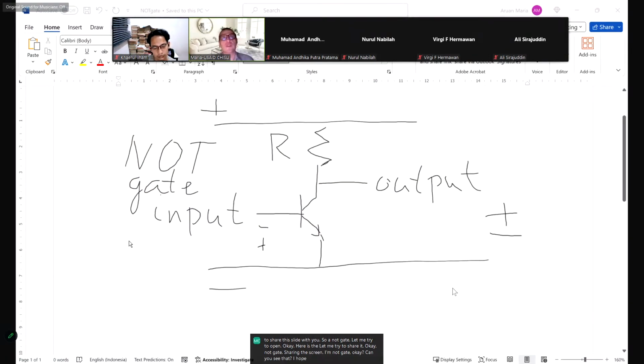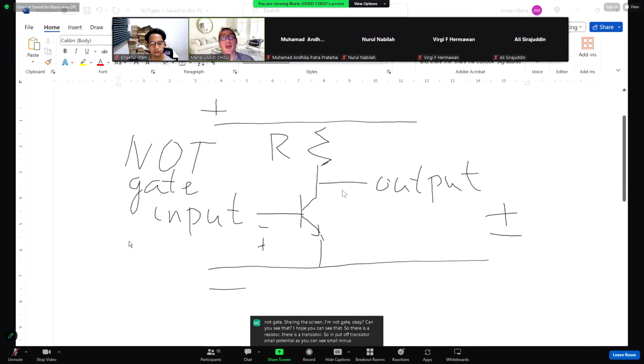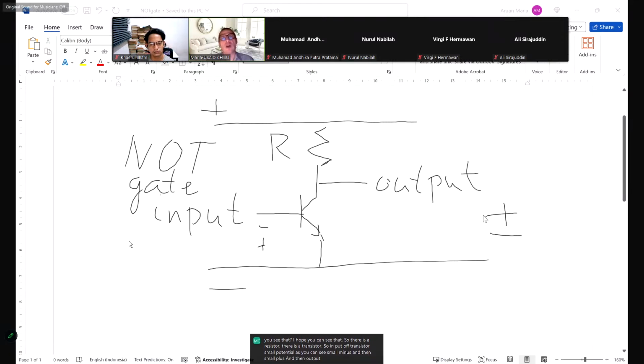I hope you can see that. There is a resistor R, there is a transistor. So input of transistor, small potential, as you can see, small minus and then small plus, and then output. Output will give us a big plus or big minus, right? So as you can see on the bottom, big minus, for example, minus 10 volts, and on the top, big plus, for example, plus 10 volts.